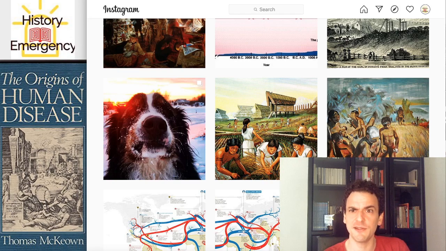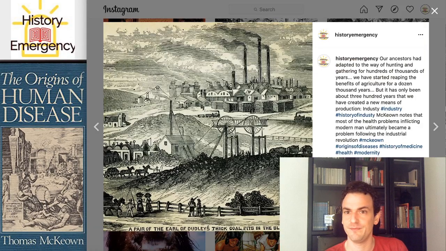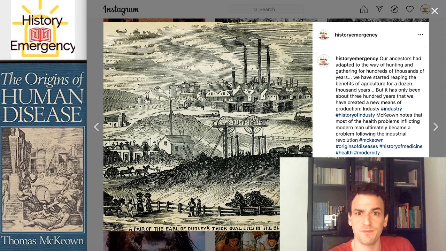McKeown's chief villain in his Origins of Human Disease is industry. So the transition to agriculture occurred in a period of a few thousand years. It had a large effect on health and population growth. The change to industry, however, took place in a much shorter amount of time, just a few hundred years. Its effects on health and population growth have been even more profound, chiefly as a result of the decline in infections and their replacement by non-communicable diseases.